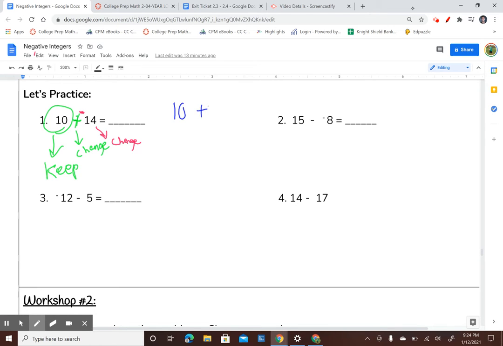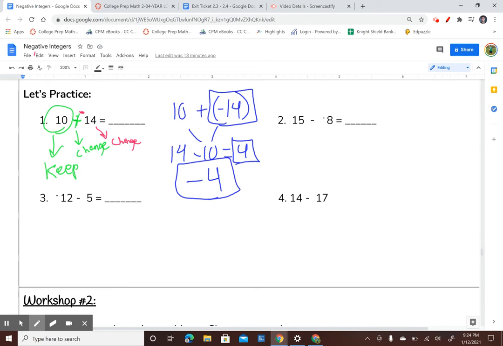10 plus negative 14. And we know how to add a positive number plus a negative number. We have to find the difference between them. So 14 minus 10 equals 4. And then with that 4, we're going to look at which number is greater. In this case, 14 is greater than 10. And since 14 has a negative sign, then our final answer is going to be negative, right?